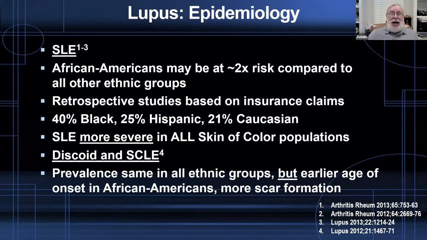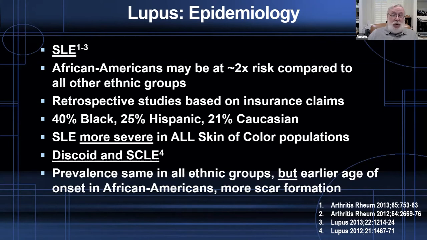So let's switch gears a little bit. Let's talk about lupus. If you talk about systemic lupus erythematosus, African-Americans may be at a two-times risk compared to other ethnic groups. This is based on retrospective studies from insurance claims data. It breaks out about 40% of those who have systemic lupus are Black, 25% Hispanic, and just a little under that, 21% Caucasian. But among Black and Hispanic patients with systemic lupus, it's more severe.